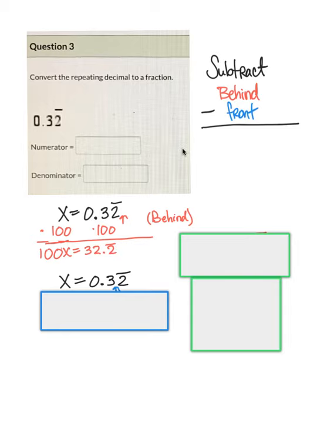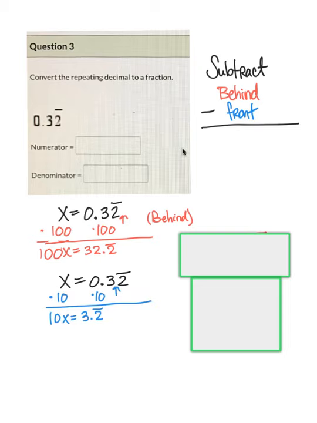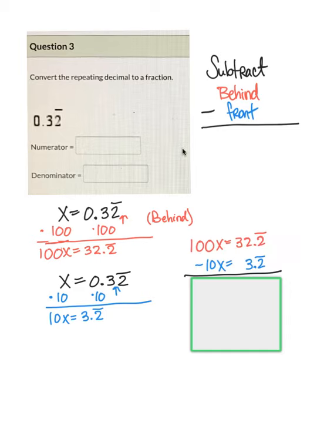The second equation is where the decimal needs to be in front of what is repeating. That's going to be here, so that's like moving it once. We take that whole equation and multiply it by 10 and get 10x equals 3.2 repeated. Like on questions 1 and 2, we put those together: 100x equals 32.2 repeated minus 10x equals 3.2 repeated.